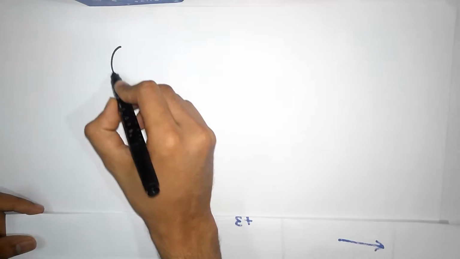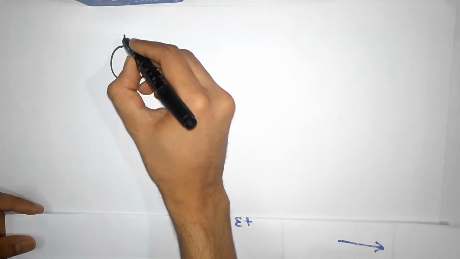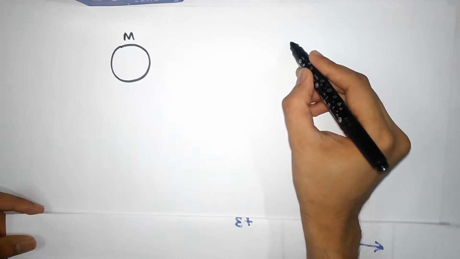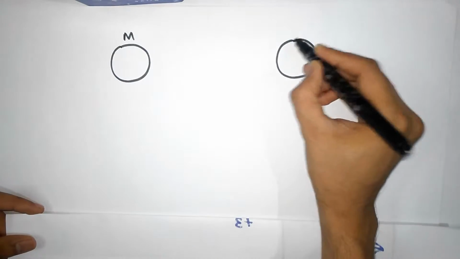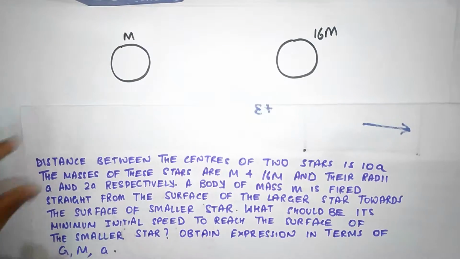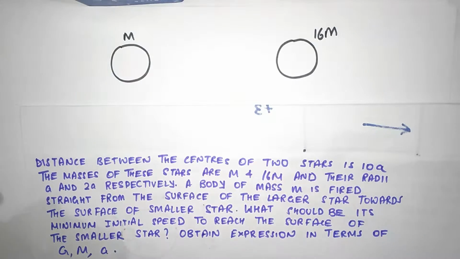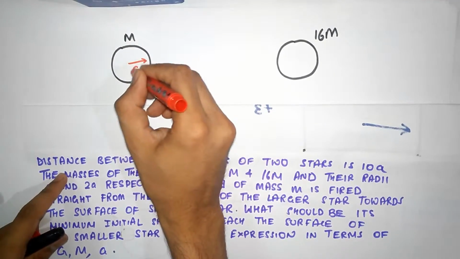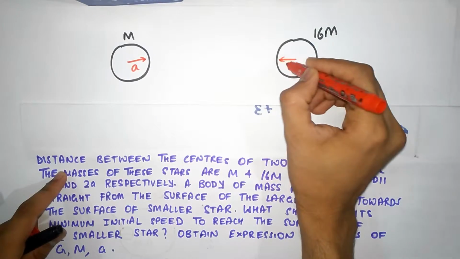So you have a star of mass m, and you have a star of mass 16m. And the radii are a and 2a. So one fellow has a radius a, that is this guy. This fellow has a radius 2a.